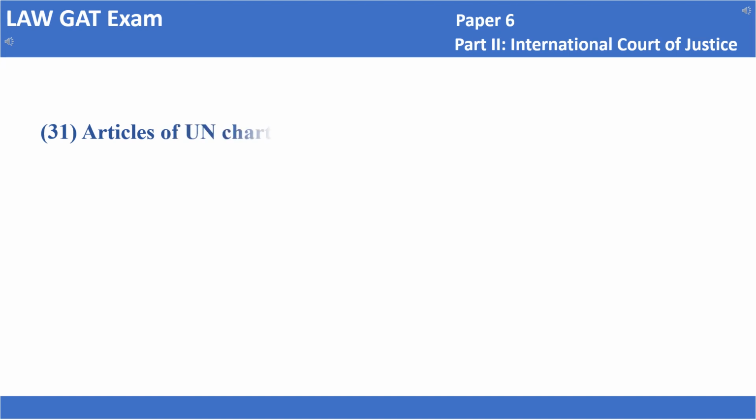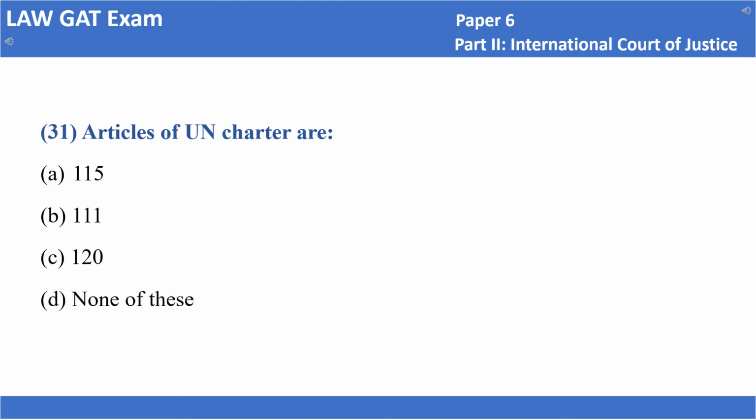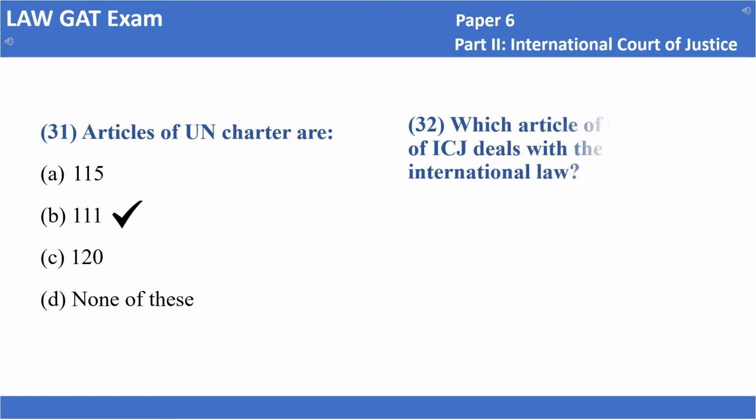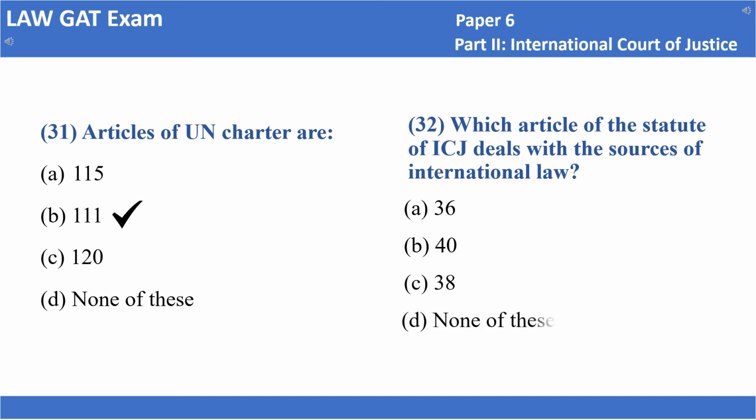Articles of UN Charter are, option A, 115, option B, 111, option C, 120, option D, none of these. The correct answer is option B, 111. Which article of the Statute of ICJ deals with the sources of international law? Is it option A, 36, option B, 40, option C, 38, or option D, none of these? The correct answer is option C, 38.